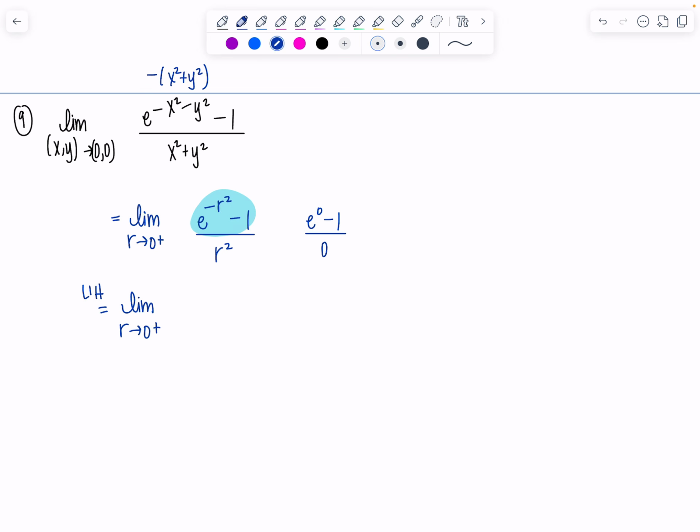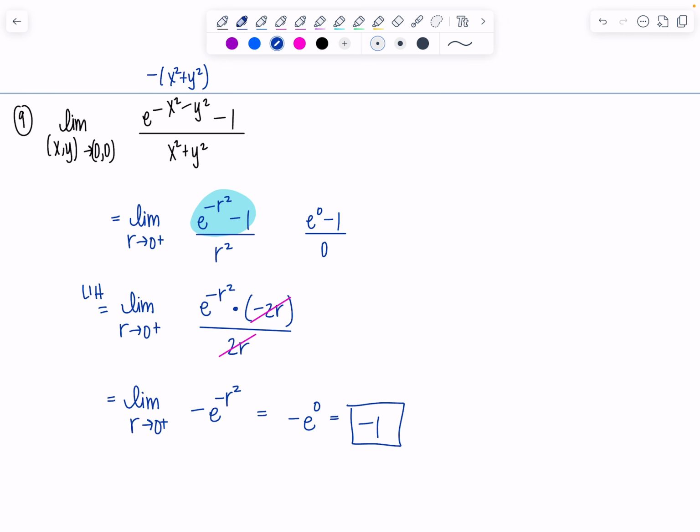So derivative of e to the negative r squared is e to the negative r squared times negative 2r. And then derivative of the bottom is 2r. They cancel. And then I'm left with limit r approaches 0 from the right, negative e to the negative r squared. And then can we use direct sub? Yeah, this is negative e to the 0. So the result is negative 1. Boom. Very relaxing.